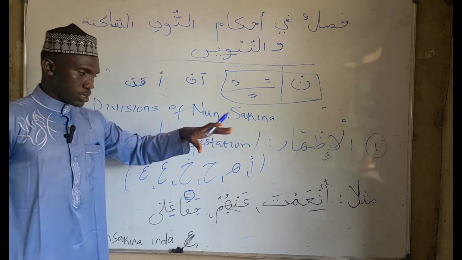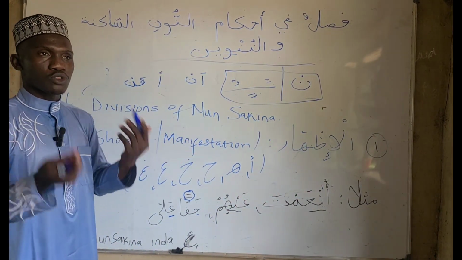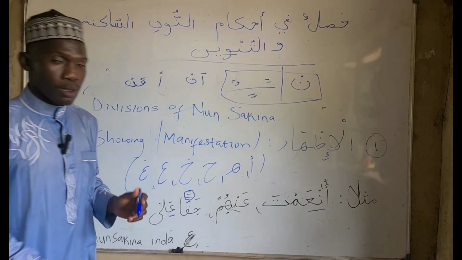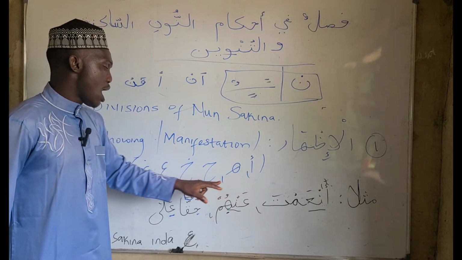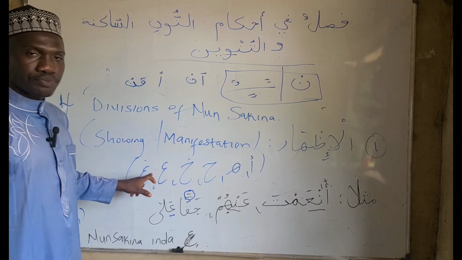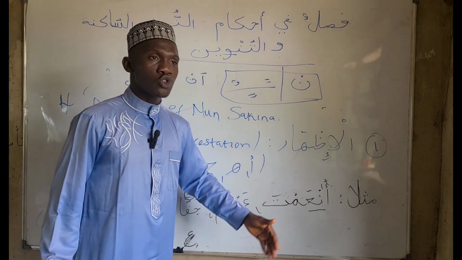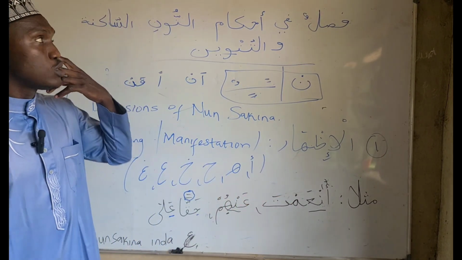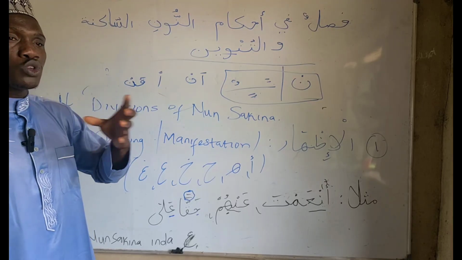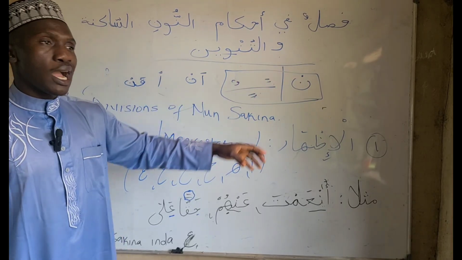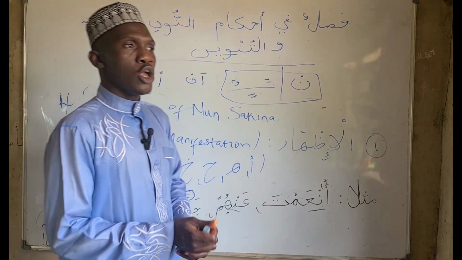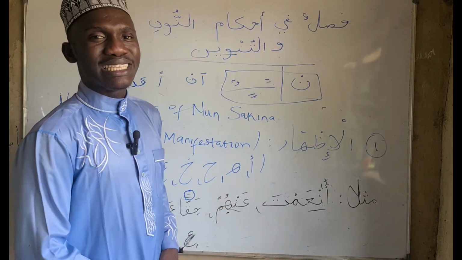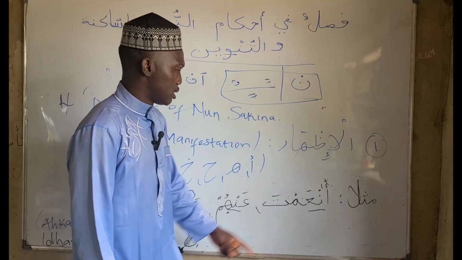What does idhar mean? Idhar means manifestation, to show, for something to be very clear, that there is no ambiguity about it, right? So idhar has 6 letters: alif, ha, kha, ain, and so on. If you want to do the tajweed of nun sakinah under idhar, you will be looking for where nun sakinah first comes, then the letter of idhar comes later. And these are the examples.